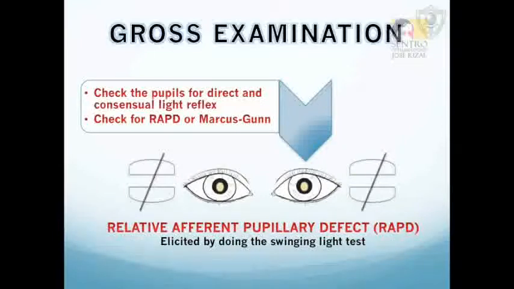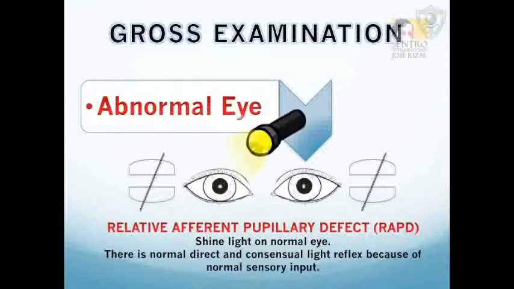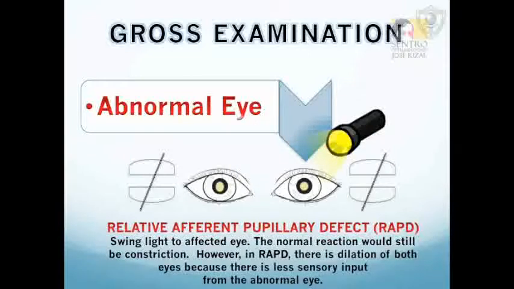Check also for relative afferent pupillary defect or RAPD. This is elicited by doing the swinging light test. Shine light on the normal eye. There should be normal direct and consensual light reflex because of the normal sensory input. Swing the light to the abnormal eye. The normal reaction should still be constriction. However, since there is less sensory input on the abnormal eye, there will be consensual dilation of both eyes.